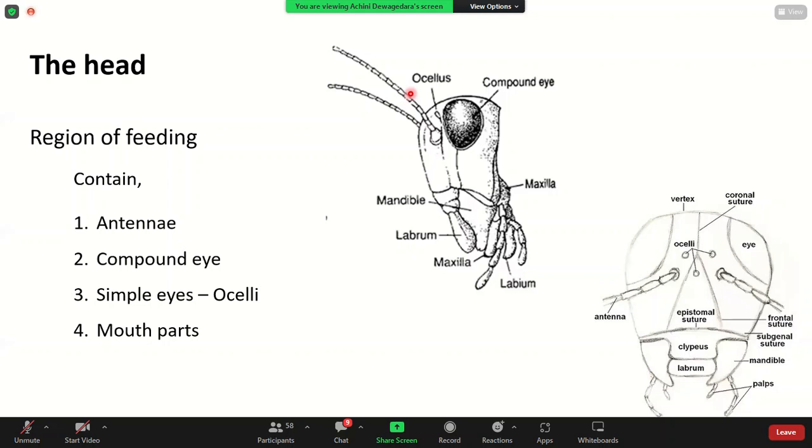Be more accurate. What is the function? To get signals. Yes, receiving signals. So the same thing is done by the antennas of insects. The function of antennas is to receive signals from the external environment.